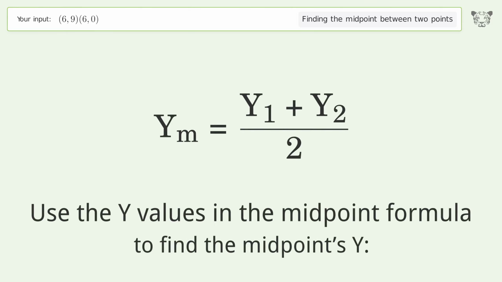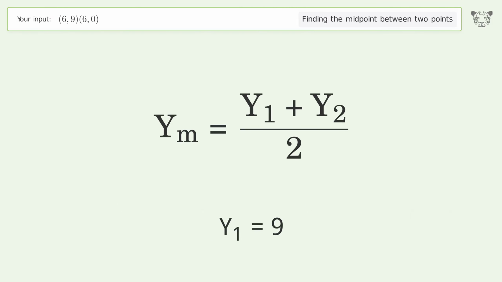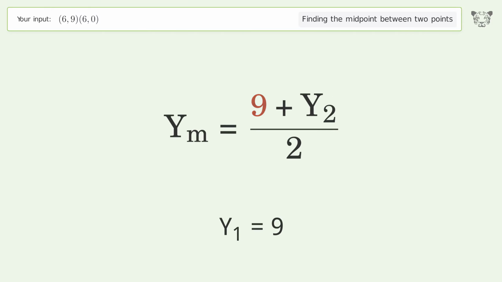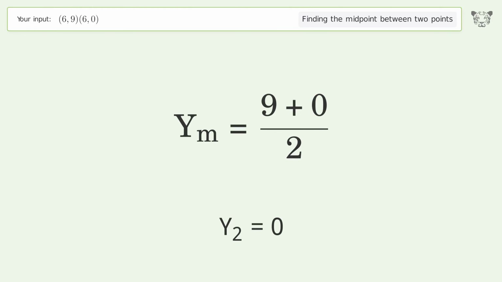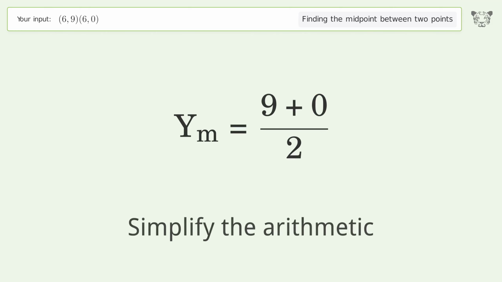Use the y values in the midpoint formula to find the midpoint's y. y1 equals 9. y2 equals 0. Simplify the arithmetic.